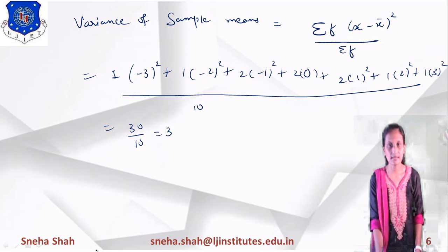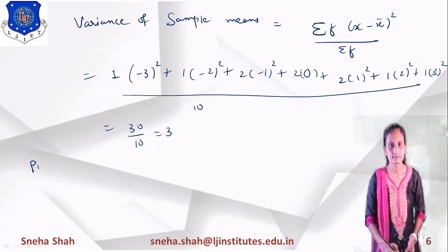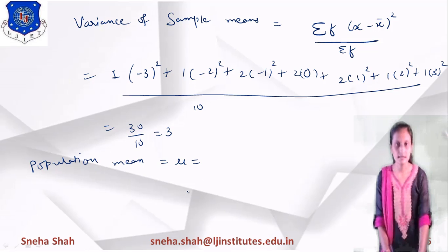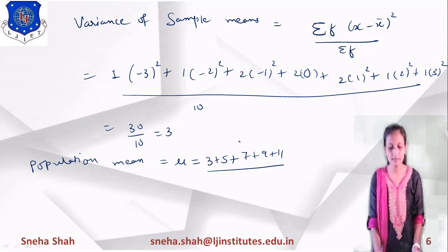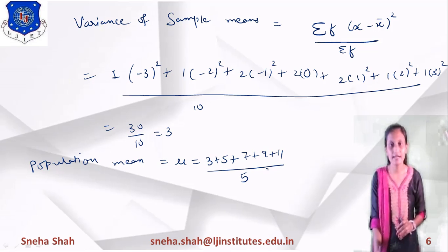Now the next thing we have to find out is the population mean. Its symbol is mu. How do we define the population mean? From the example, you are given 5 samples: 3, 5, 7, 9 and 11, right? So if I take the average of these, it gives you the population mean. As there are 5 samples, we divide by 5. So if I find the value, it equals 7.